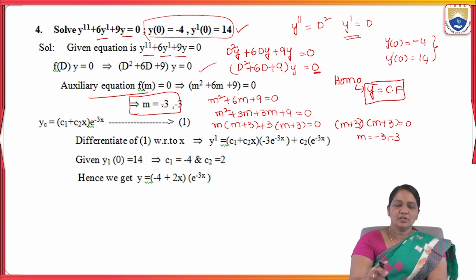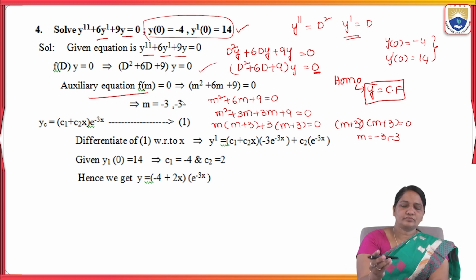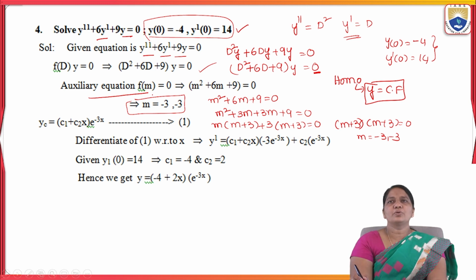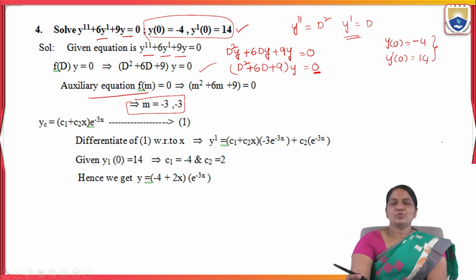M values are here minus 3 comma minus 3. So now these two values are same and real. So what is the complementary function? These two values are here: I am getting m1 equal to minus 3, m2 equal to minus 3. These two values are real and same.